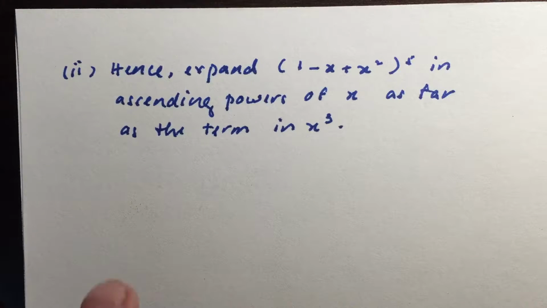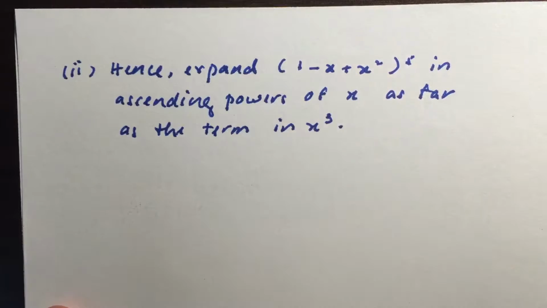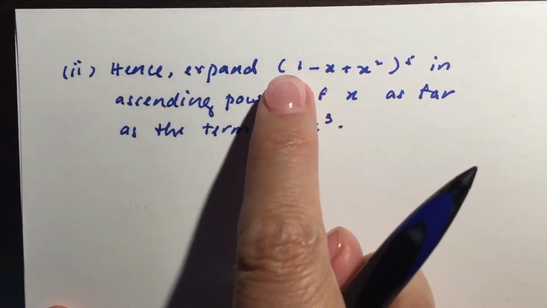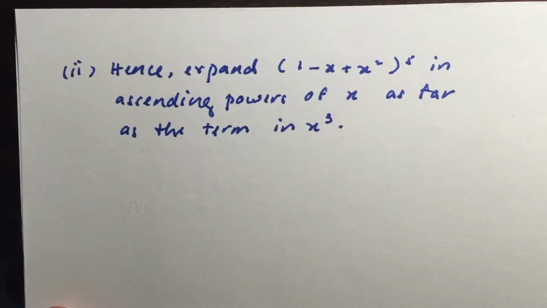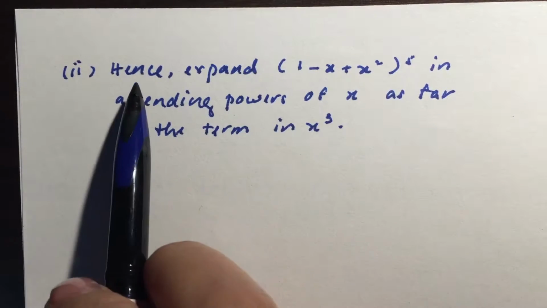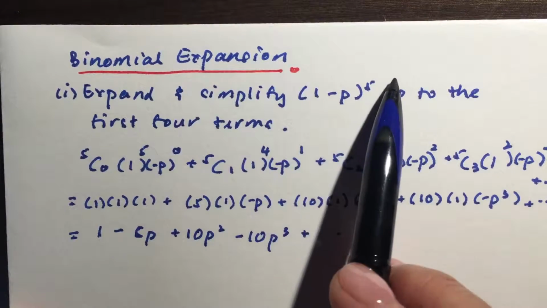We are going to continue with binomial expansion, but this time around you realize that binomial actually just means two terms, but here we have three terms. So they actually want you to expand this using what you had previously. In this question, this is related to the video before this. Remember, we actually had this expansion and we have 1 minus p to the power 5.